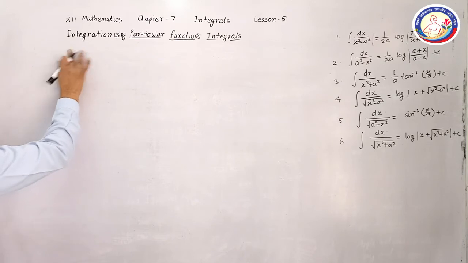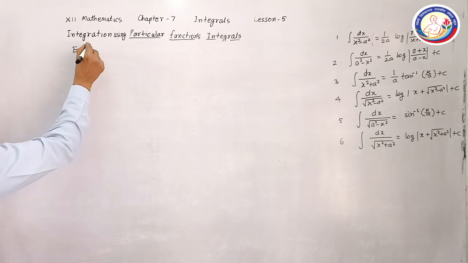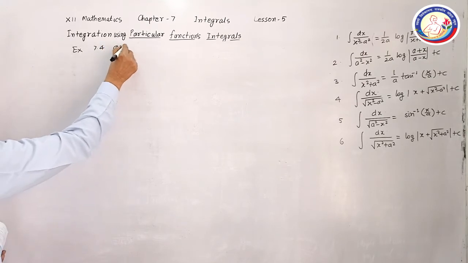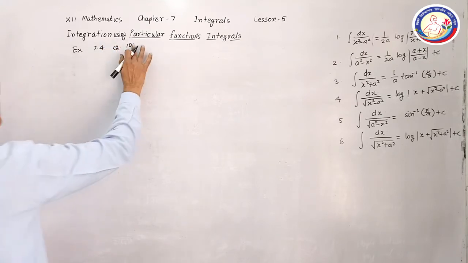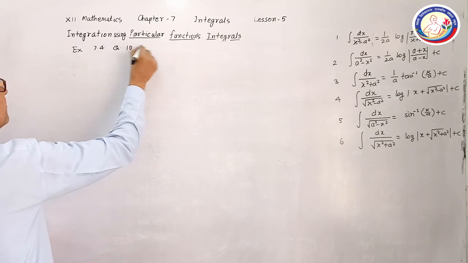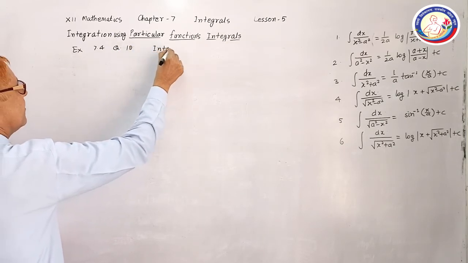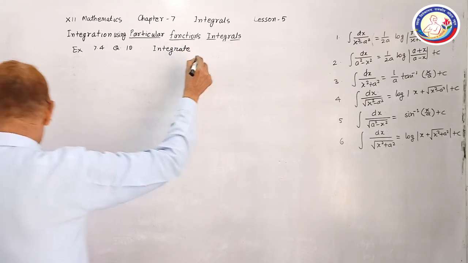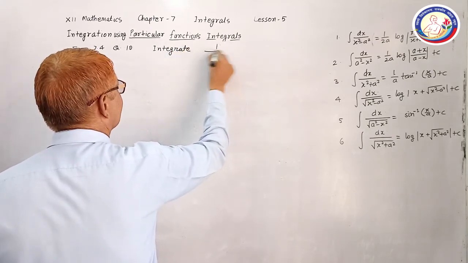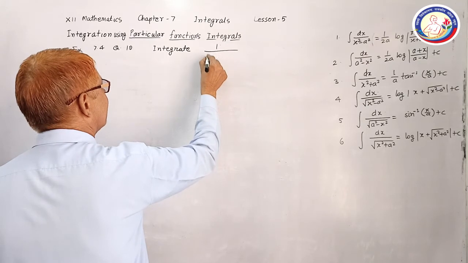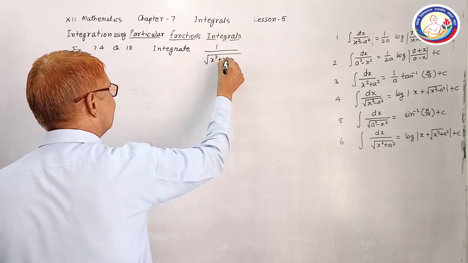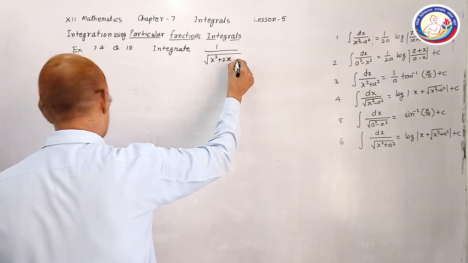Integrate. Exercise 7.4, question number 10. We have to integrate 1 upon square root of x square plus 2x plus 2.